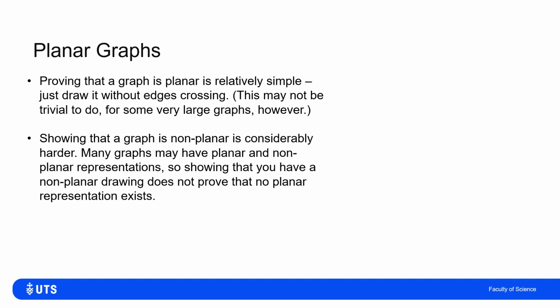Proving the graph is not planar is often more of a challenge, because drawing the graph and crossing a line over proves that you have not represented it in a planar way, but it doesn't prove that there isn't a planar representation that you've just missed. So proving the existence of something just involves having that form. Proving the non-existence is a bit harder.